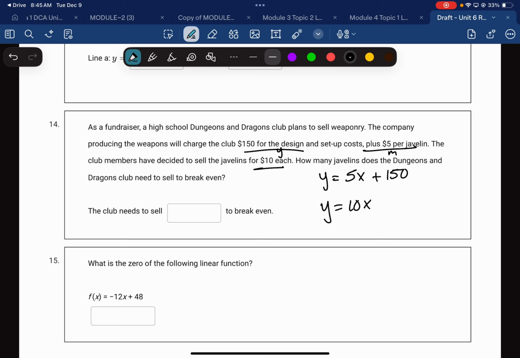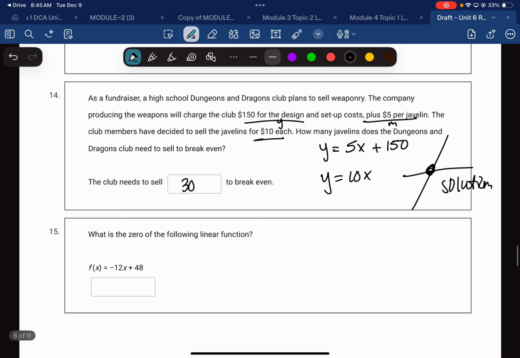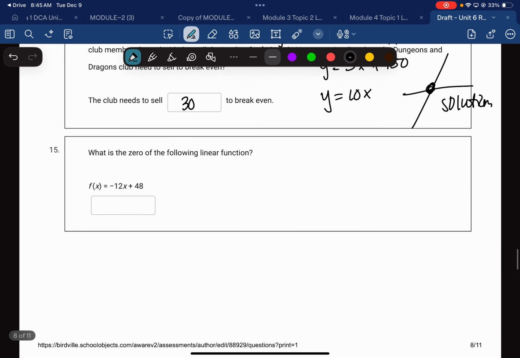How many javelins do they need to sell to break even? So we need to graph both of these and figure out where these two lines cross. Graph them, figure out where they cross, and I'll tell you it's going to be 30. Find their intersection. That's the solution. And then what is a 0? All right, that's it.